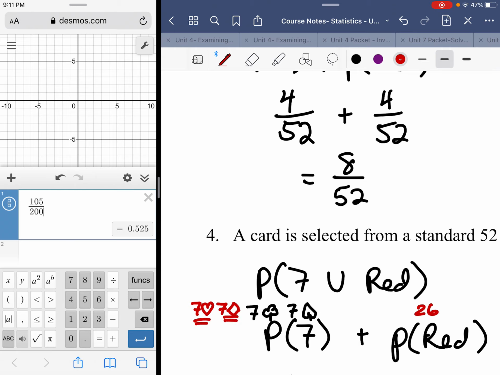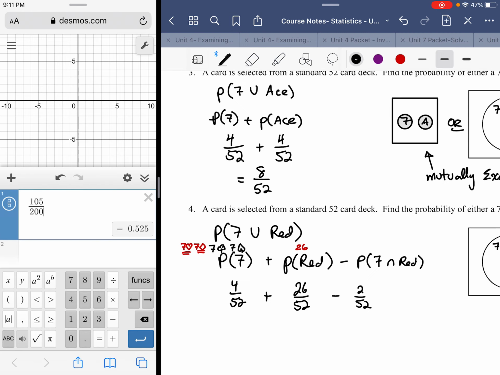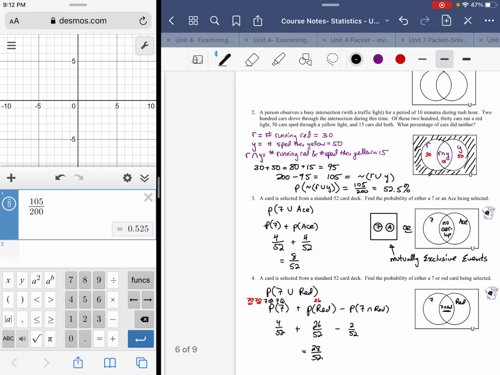All right, so I'd count up all my reds. So there was 26 of them. But then I also double counted, you know, among those 26 were the 7 of hearts and 7 of diamonds. So I accidentally double counted those. But I can correct for that by subtracting off the overlap, the intersection of 7 and red, which would be 2 out of 52, which would give me 28 out of 52, which would be the correct answer.